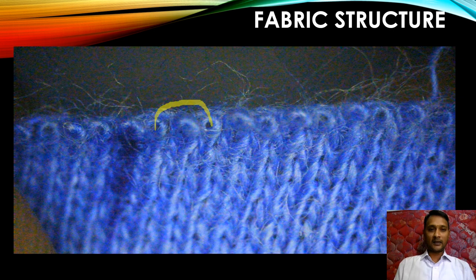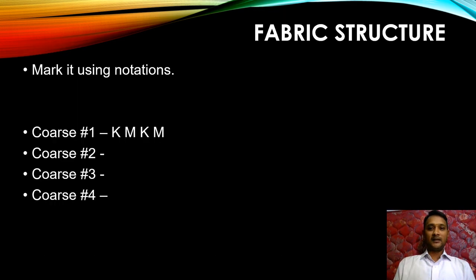The yarn is traveling from needle number 1 to 3 from behind, from the technical backside of the fabric, flat. So we can conclude that particular structure as a miss. It is traveling from 1 to 3 and 3 to 5 and it travels flat in the even needles on the technical backside. So we can notify course number 1 as knit miss, knit miss.